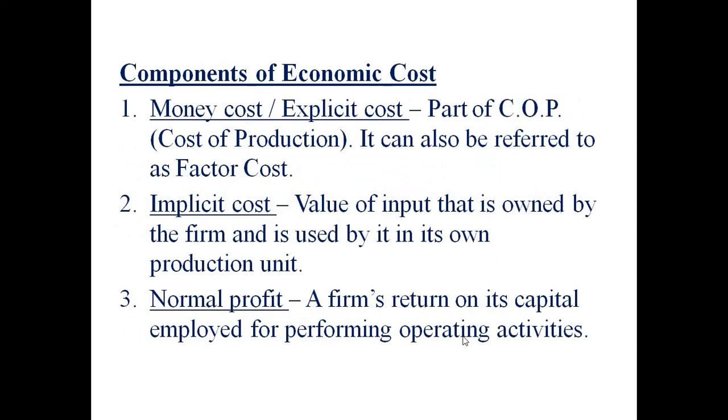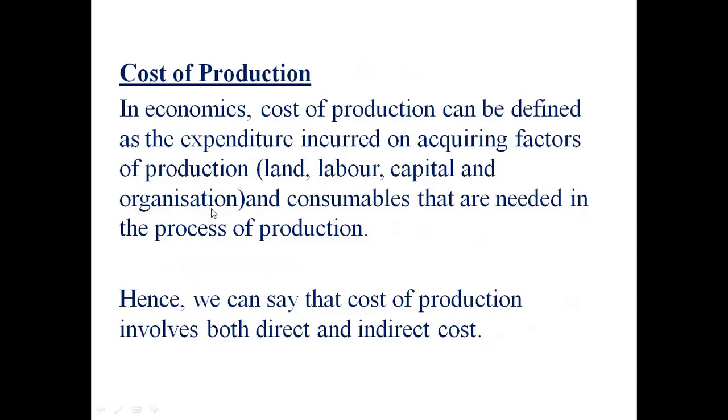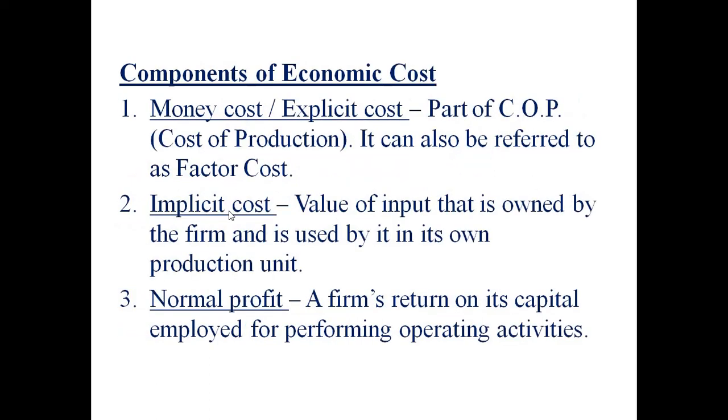so when we are discussing this cost of production we have to refer to economic cost, by the way. Okay, so there are three components of economic cost, and they are: number one, money cost or explicit cost. Okay, number two, implicit cost, and number three, normal profit. This normal profit is what we are talking about for organization or for proprietorship or entrepreneurship, whatever the return that we pay is the profit, isn't it? So it is your normal profit.